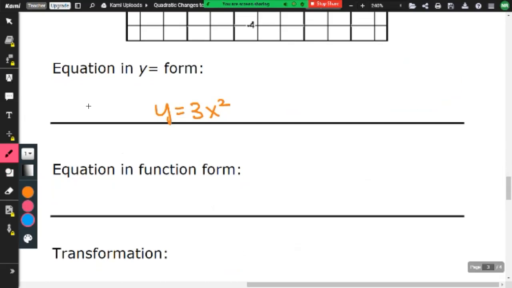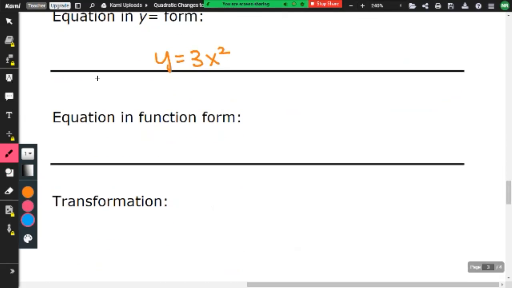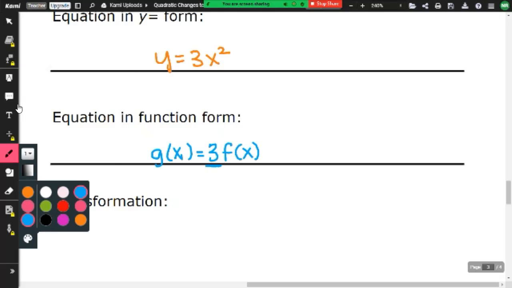All right, Anthony wants a turn. What's the name of the new function? Anthony, they're waiting on you. What's the name of the new function? G of x. Do I do anything with the 3? Okay, but I do switch x squared with f of x. There it is. The number in front of f of x makes it skinnier or fatter.